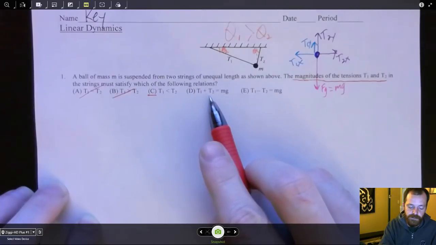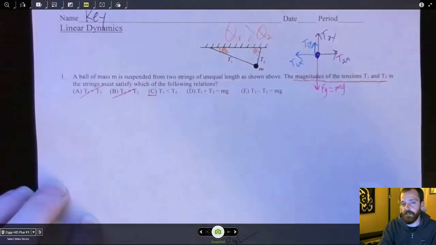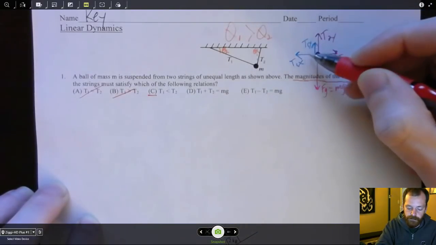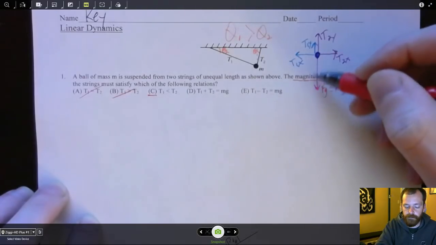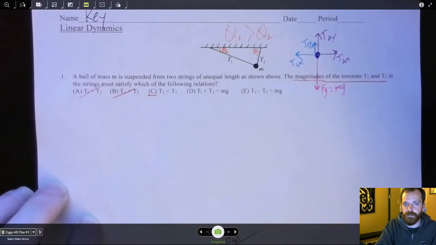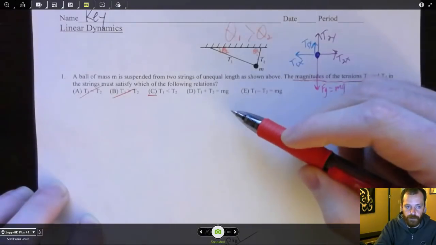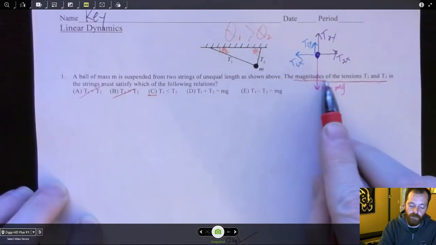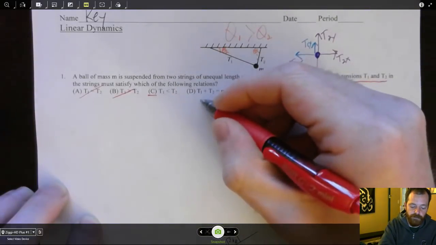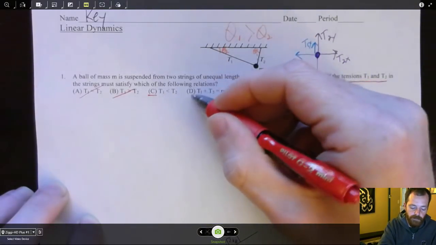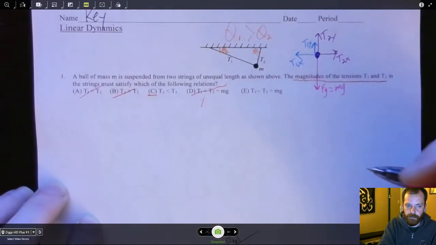T1 plus T2 is equal to the weight. And once again, if it was asking about the vertical part of the tension, I would agree, right? Because the vertical components pointing upwards have to be equal to the vertical components pointing downwards in order for this object to not be accelerating up or down. So vertically, yes, this is true. But once again, the question is asking us about the overall magnitude of tensions T1 and T2. So this would be true if we're talking about the y values, but however, we're talking about the overall forces. So that can't be true.